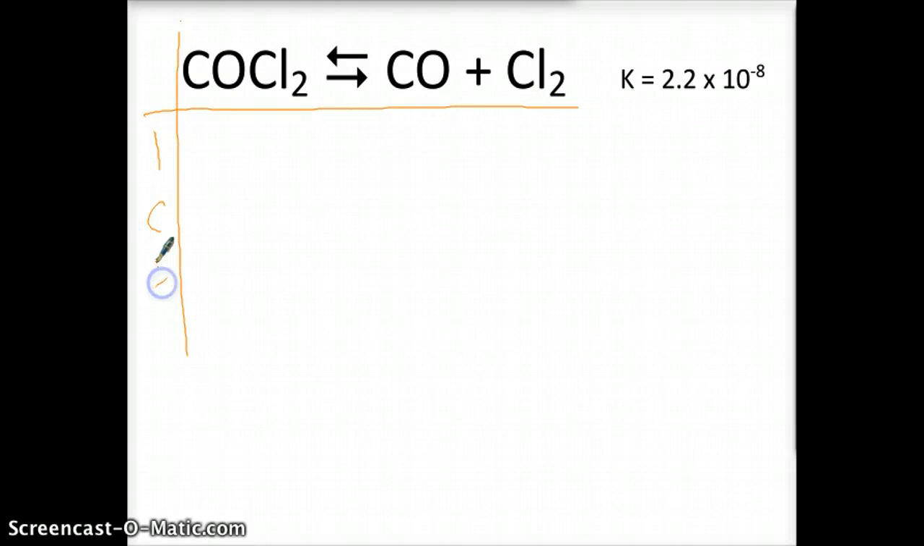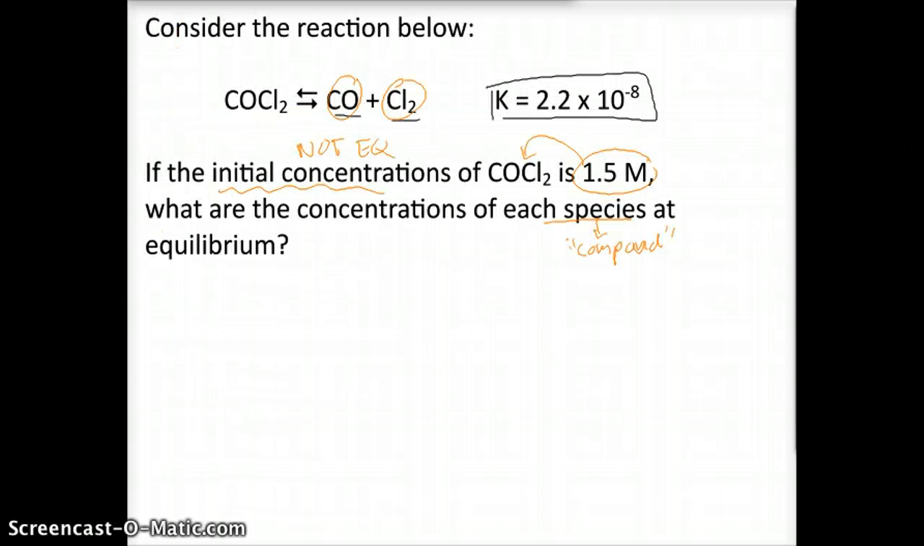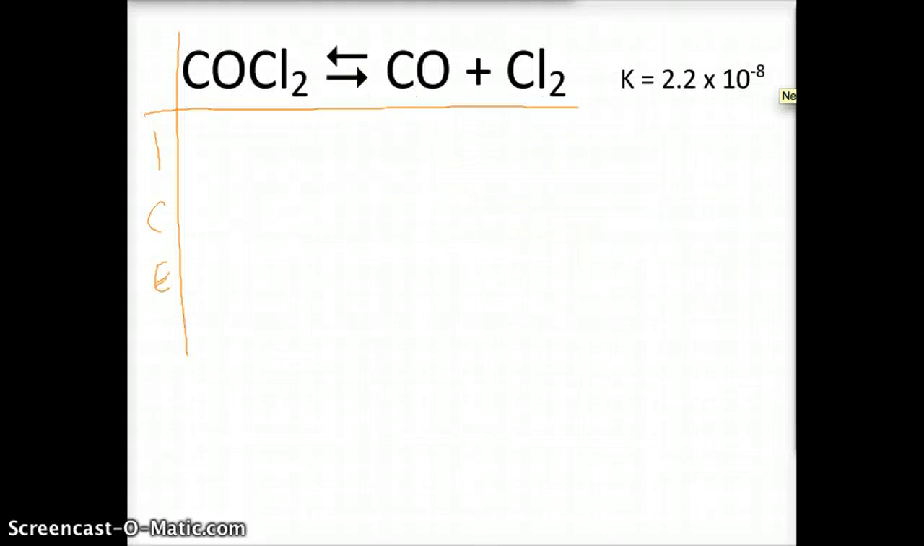Initial, change, equilibrium. Let's think about the values that are given to me. I'm given the initial concentration of CoCl2 as 1.5, so I'm going to plug that in. CoCl2, initial concentration, 1.5. Draw a little line here to separate my reactants and products. Since I'm not given these, I know that initially they're 0. If they're not given, it's 0.